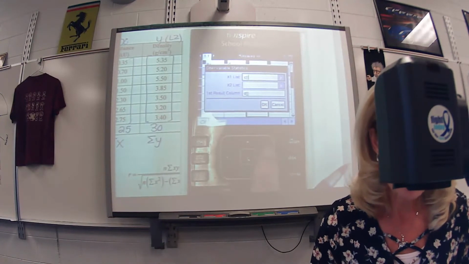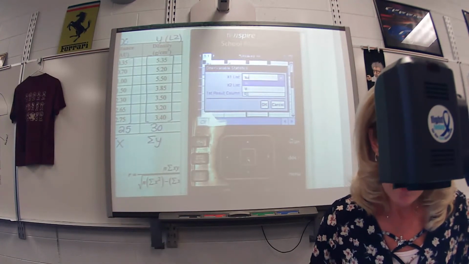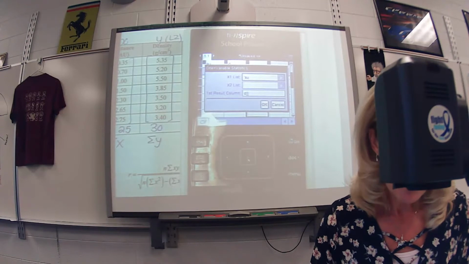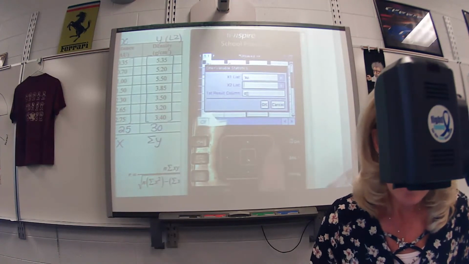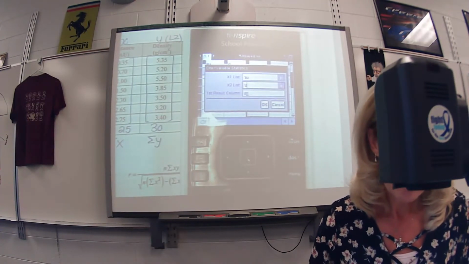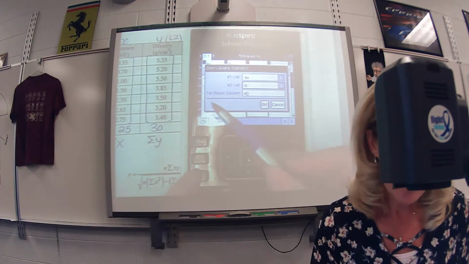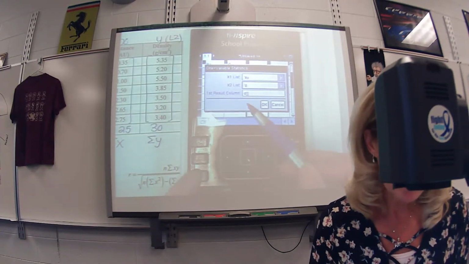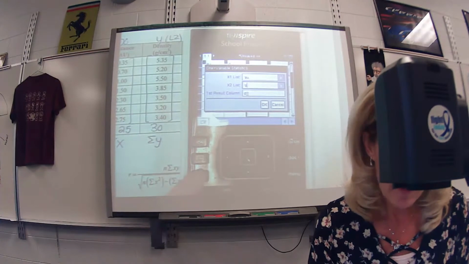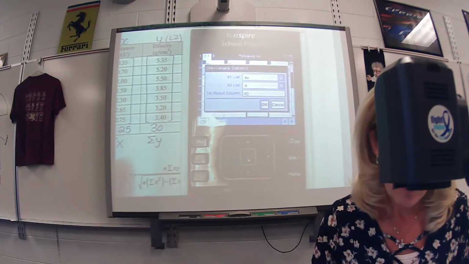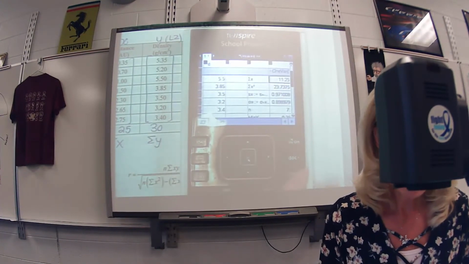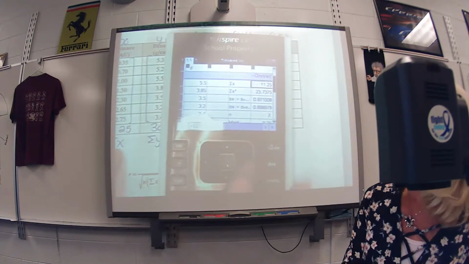What's your first one? My first one is my AU. My second one is my density. And it says, first result, what column is it going to go in? It's like, I don't care. Just put it somewhere. Okay. And it does.